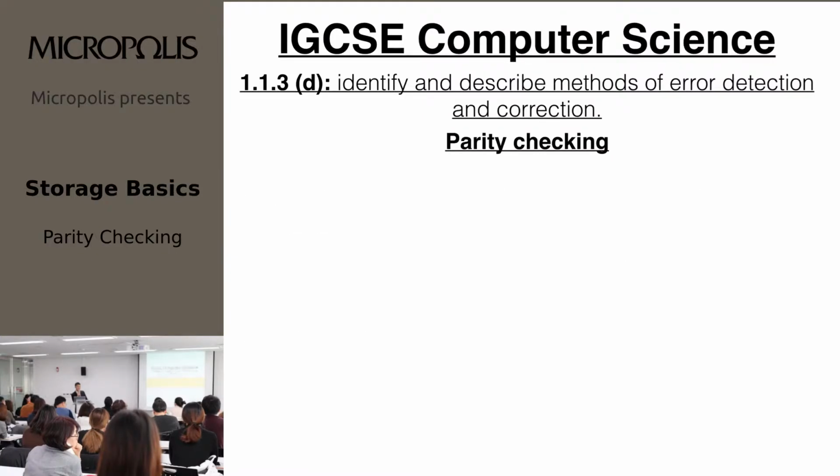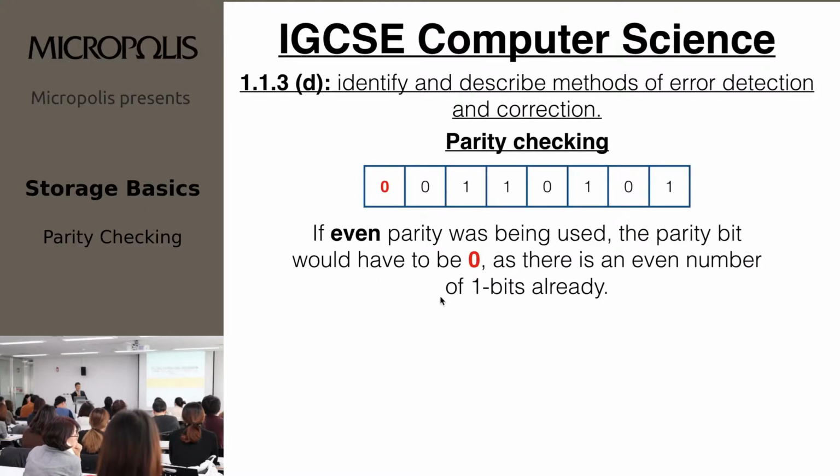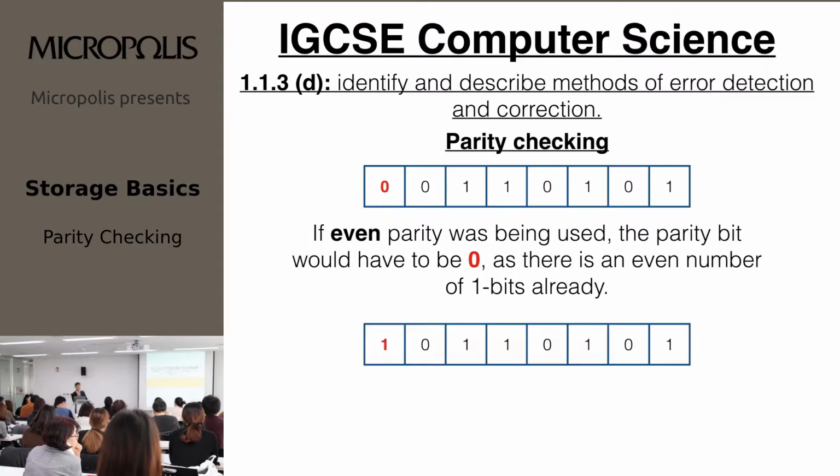To get a better idea, take this for example. Say you want to transmit just this part, ignoring the red thing right here. If even parity was being used to transmit this, the parity bit would have to be 0, as there's an even number of 1 bits already. You can count them: 1, 2, 3, 4. That's four 1 bits, and 4 is an even number. So the parity bit here would be 0.